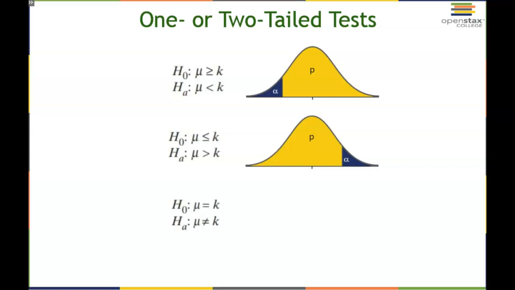Now we have one more option. H0 mu equals K, and HA mu does not equal K. Again, look at the symbol along with the HA, and is it pointing in any direction? Does it have an arrow pointing in any direction? No, it doesn't. And therefore that means that it's a two-tailed test. This is not only a left-tailed test, it is also a right-tailed test. It is a two-tailed test.